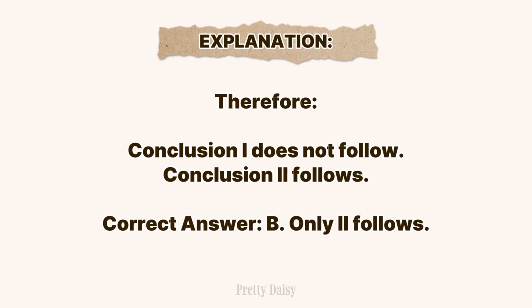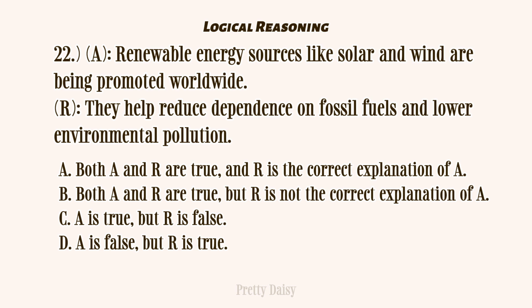Only 2 follows. 22. Assertion: Renewable energy sources like solar and wind are being promoted worldwide. Reason: They help reduce dependence on fossil fuels and lower environmental pollution. A. Both A and R are true, and R is the correct explanation of A. B. Both A and R are true, but R is not the correct explanation of A. C. A is true, but R is false. D. A is false, but R is true.